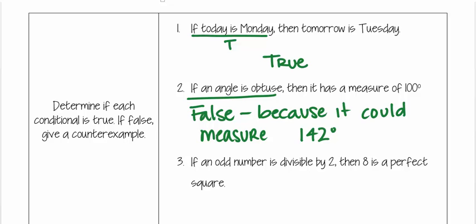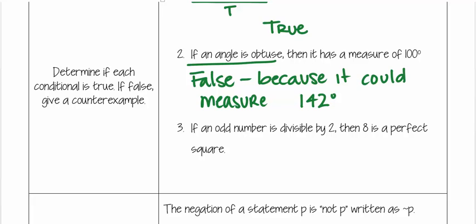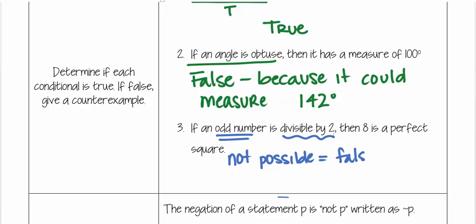Next thing says, if an odd number is divisible by 2, then it is a perfect square. So think of an odd number that's divisible by 2. Hopefully you can't come up with anything because there is no odd number that is divisible by 2. So this is not possible. So this has to be false.